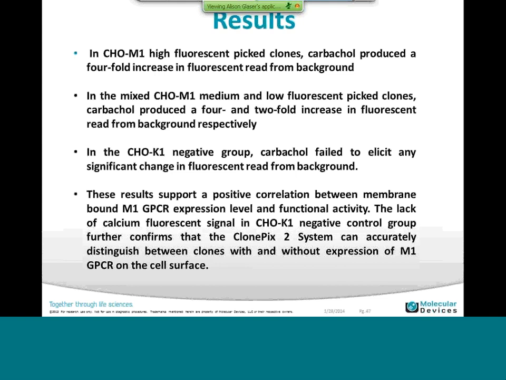Therefore, these results support a positive correlation between membrane-bound M1 GPCR expression level and the actual functional activity. The lack of calcium fluorescent signal in the CHOK1 negative control group confirms that the ClonePix system can accurately distinguish between clones with and without the expression of M1 GPCR on the cell surface.